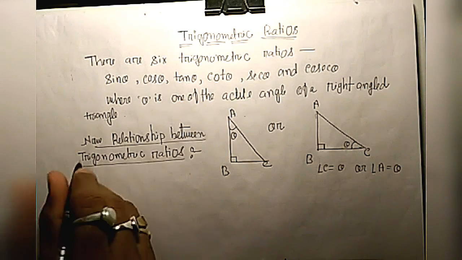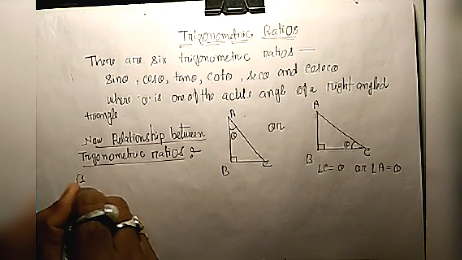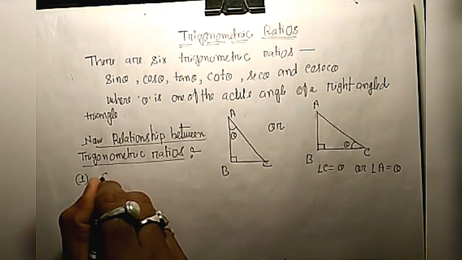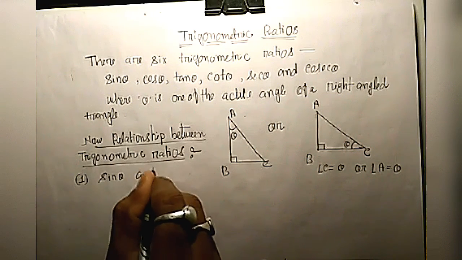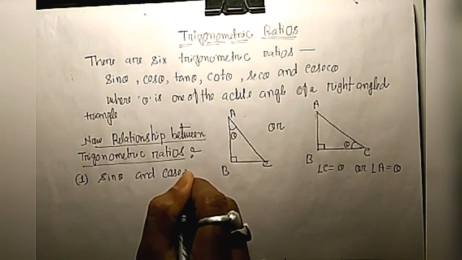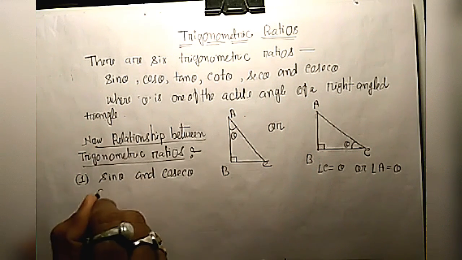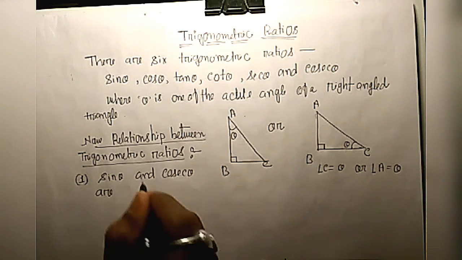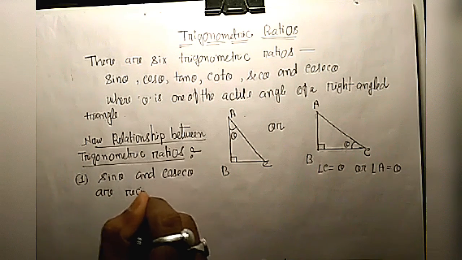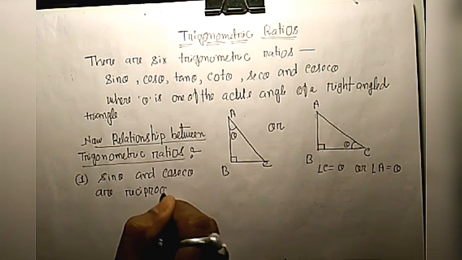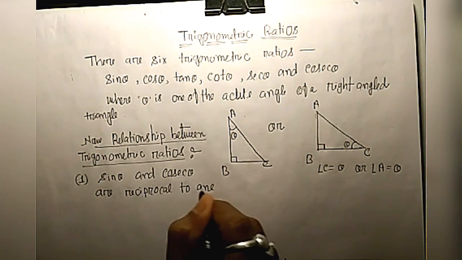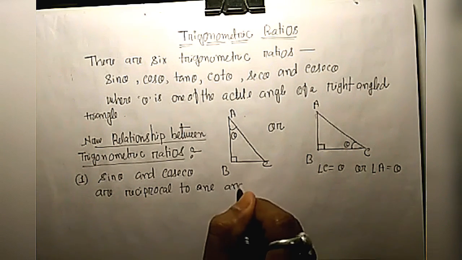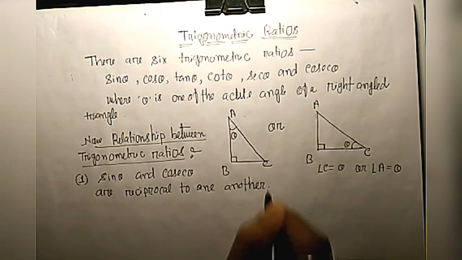So number 1, sin theta and cosec theta are reciprocal to one another. Sin theta and cosec theta are reciprocal to one another. So this is one of the important points you should remember. Sin and cosec are reciprocal to one another.